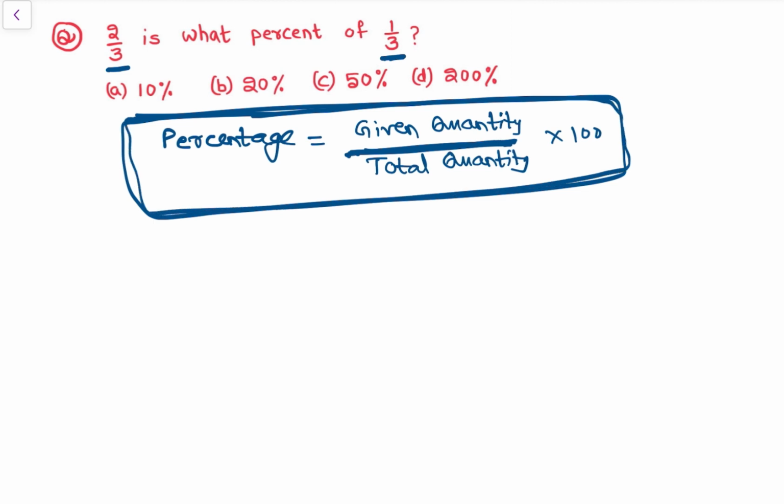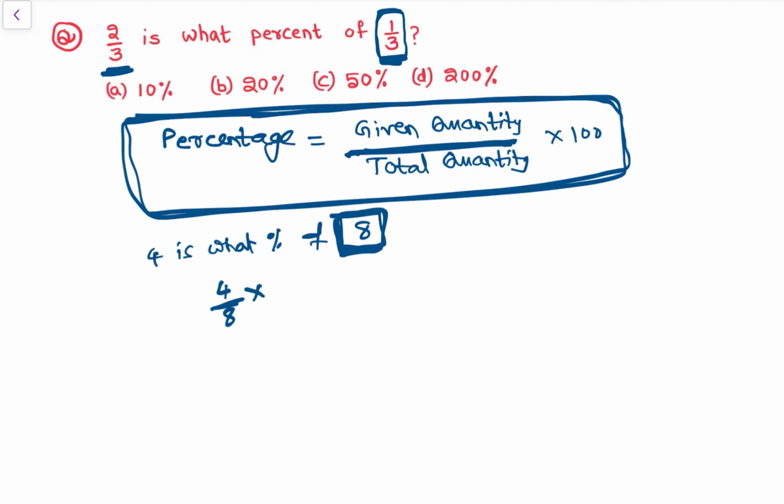सो टोटल क्वांटिटी, दिस इज 2/3 इज व्हाट परसेंटेज ऑफ 1/3. सो 1/3 का परसेंटेज चाहिए, ठीक है, दैट इज 4 इज व्हाट परसेंट of 8. So 4/8, what percent of 8? This is the original quantity, ठीक है. So 8 is the original quantity. So वो नीचे आएगा 4/8 into 100. So 1/2 into 100, so cancel हो गया 50 times, so that is 50%. So 4 is 50% of 8, ठीक है.